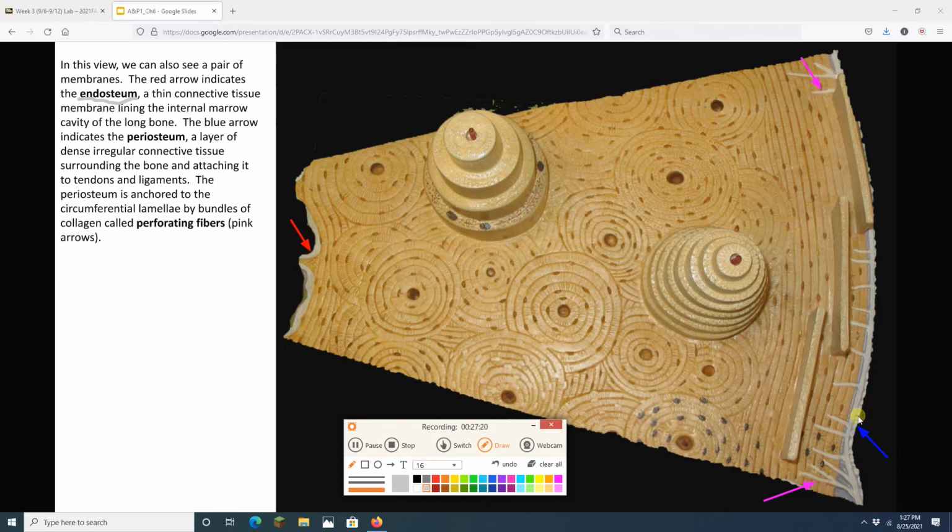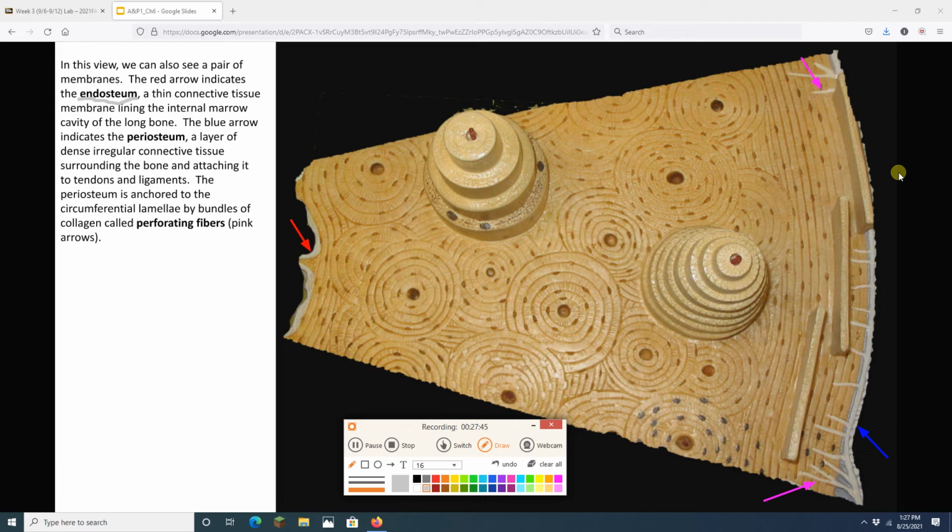Outside, you have a thicker connective tissue layer. It's actually dense irregular out here. Remember dense irregular from last lab? This is called the periosteum, this outer membrane. And the periosteum has got to be dense irregular because it needs strength. It needs strength because ligaments and tendons attach to it and pull on it, and you better be strong.